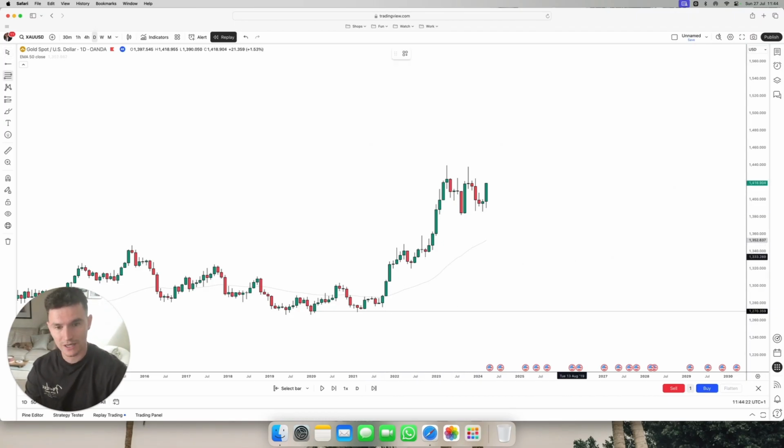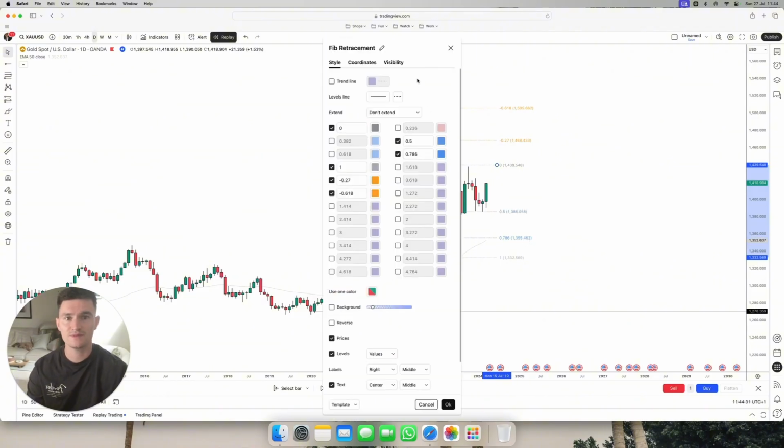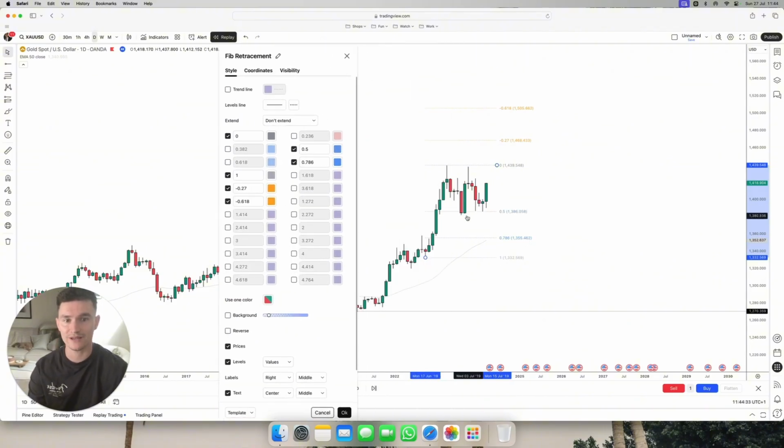But what we can look at is to measure this range here. We did subtly break out here, so I can measure it from here. Okay, now we want to see, has that come off 50% of the range? Yes, it has pretty much, okay?